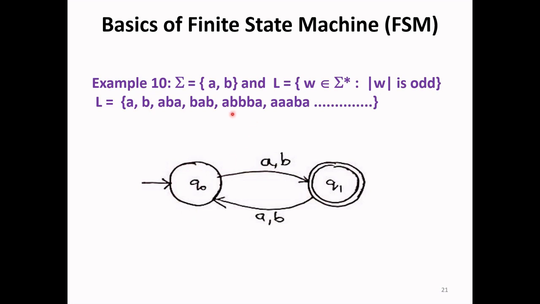Let us take an example string ABBBA. So this is a string of length 5 and this must be accepted by this particular FSM. Start with initial state Q0. For A, reach Q1, then B, B, B, and the last A, it reaches the final state. The input string is consumed. It has reached the final state Q1. Hence, the string is accepted.